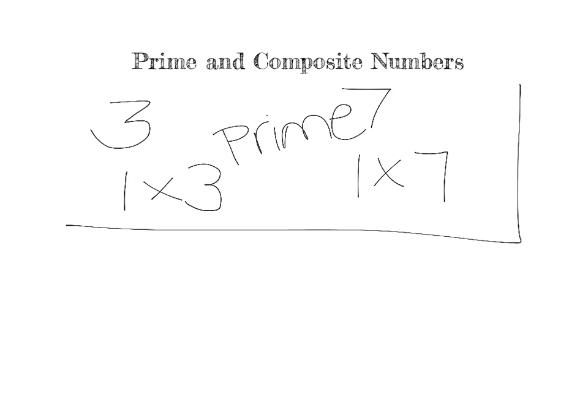Composite numbers are numbers that have more than 2 factors, so they have more factors than just 1 and itself. 10 is a composite number. 10 has the factors of 1 and 10, as well as 2 and 5.